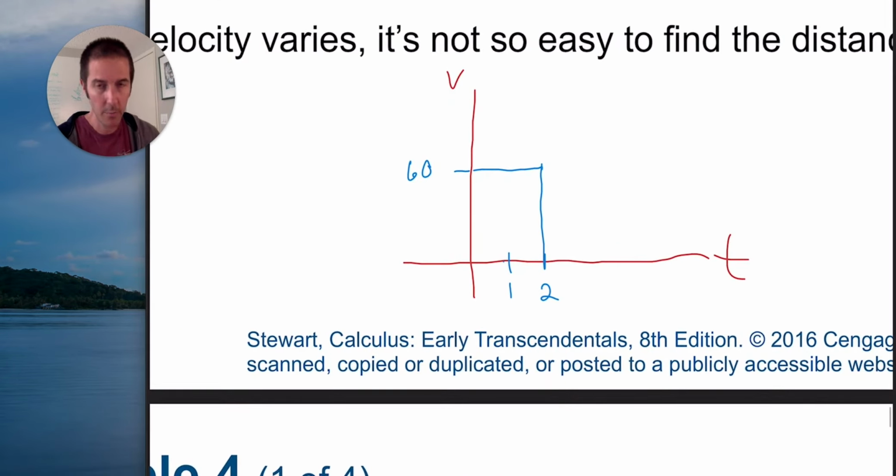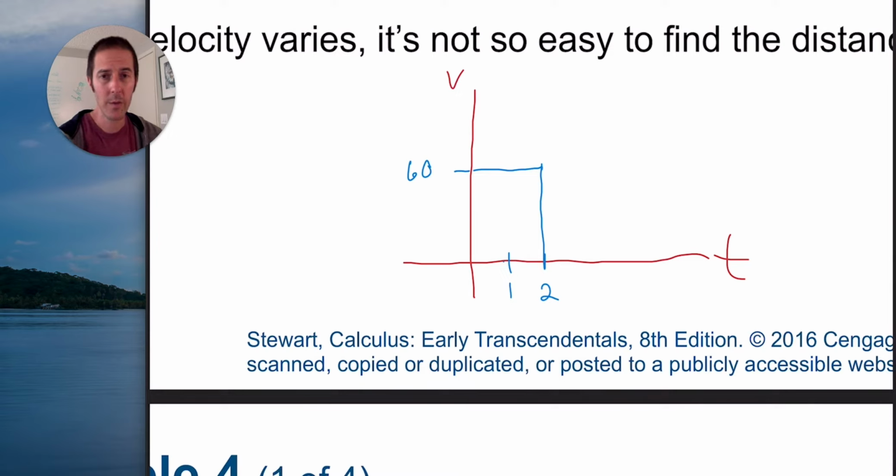I would need to find, well, this would be really easy. All I have to do is find the area of a rectangle. And I know how wide my rectangle is. It's 2, and I know how tall it is. It has a height of 60, so the area under the curve is 120. 120 what?